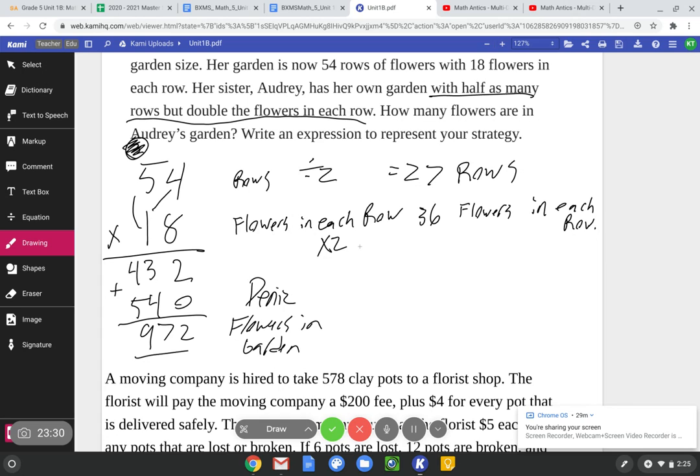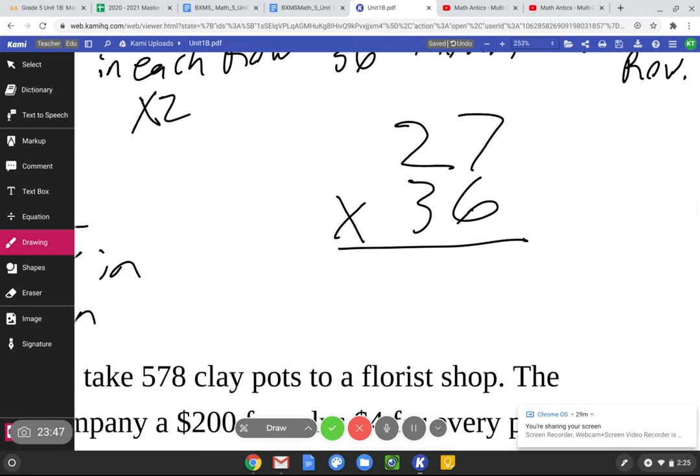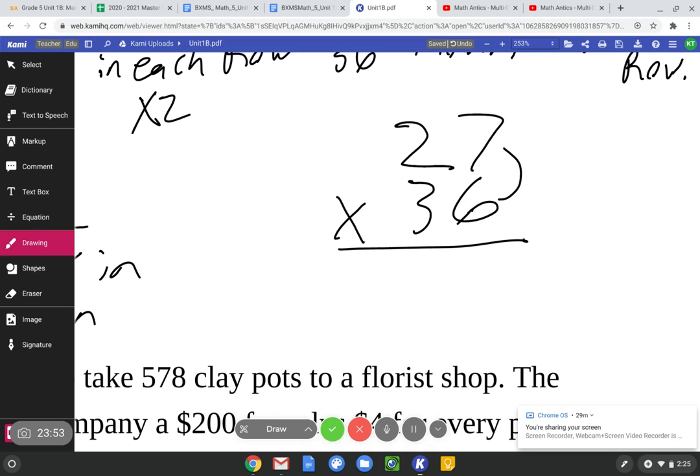So now, if we want to figure out the total amount of flowers that Audrey has, we are going to multiply her rows by the number of flowers in each row. And then we can compare to see who has more total flowers. So we begin with the ones spot. 6 times 7 equals 42. And that 4 is going to be in the way, so I'm going to put it in the added. 6 times 2 equals 12, plus 4 equals 16. I can get rid of that 4 now because I've already used it.